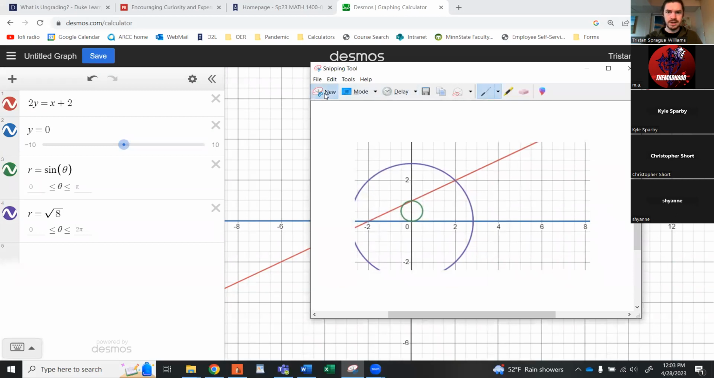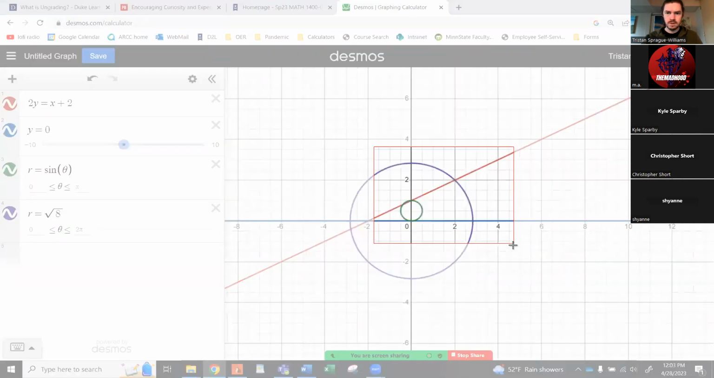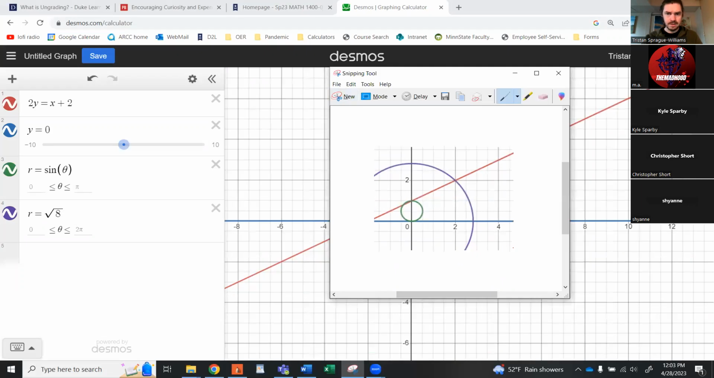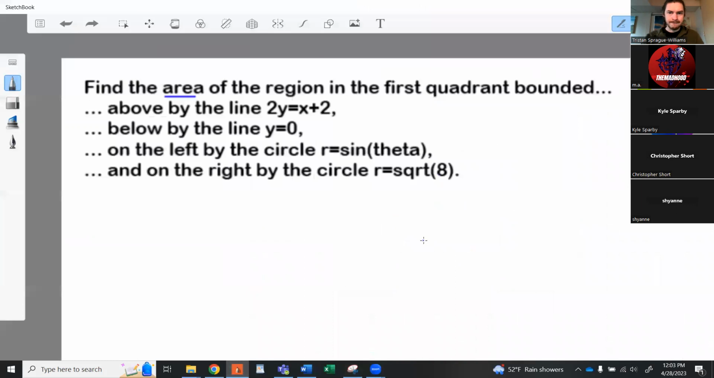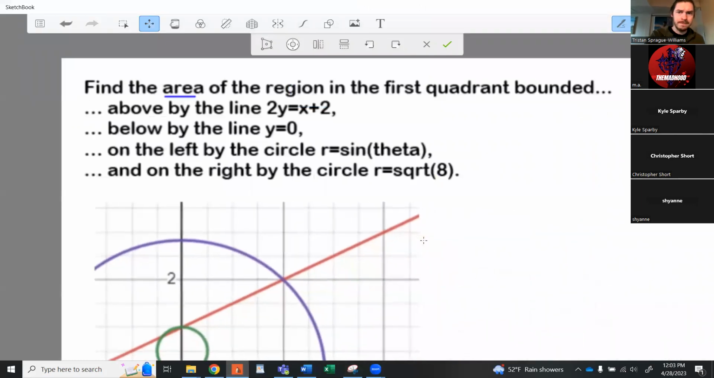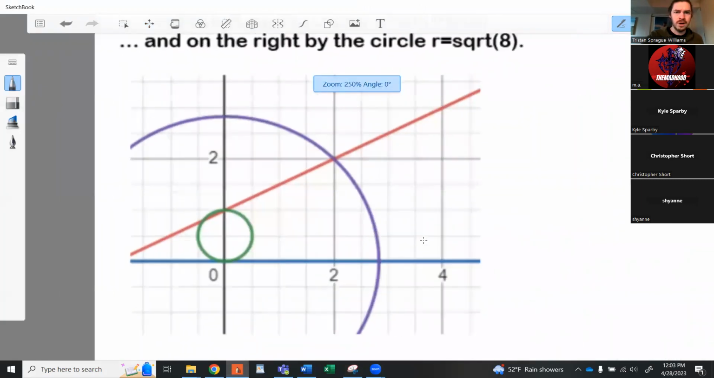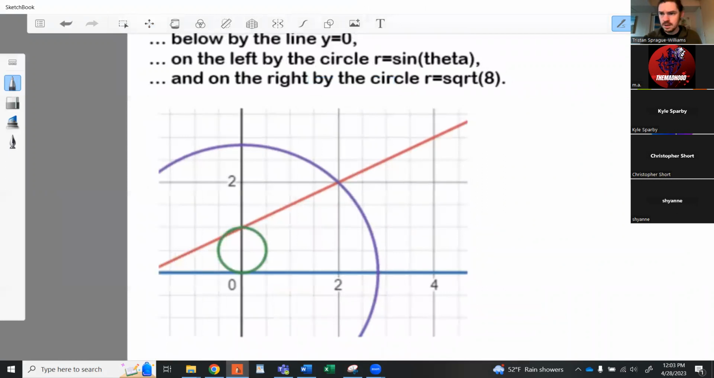That's a little bit bigger than it needs to be. Just like that. There we go. All right, so here is our picture. We want the region in here, basically, that region right there. Okie doke. So let's label our graph.